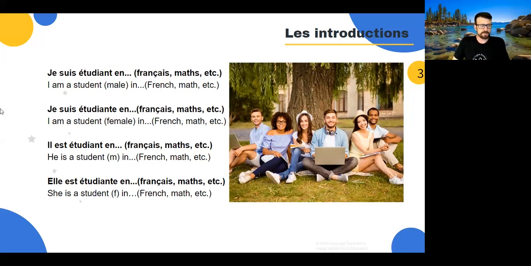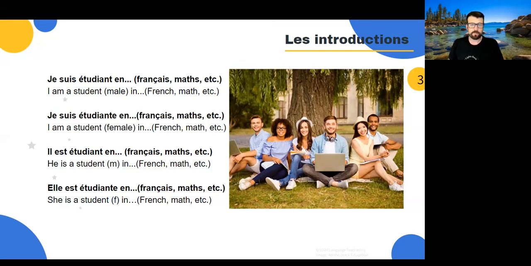Okay, for a female student, she would say, je suis étudiante en français, maths, etc. Okay, what's the difference here? Je suis étudiante and je suis étudiant. And we don't hear that T. The T is representing a sound that we hear sometimes and other times don't. Usually we can tell because there will be the letter E.